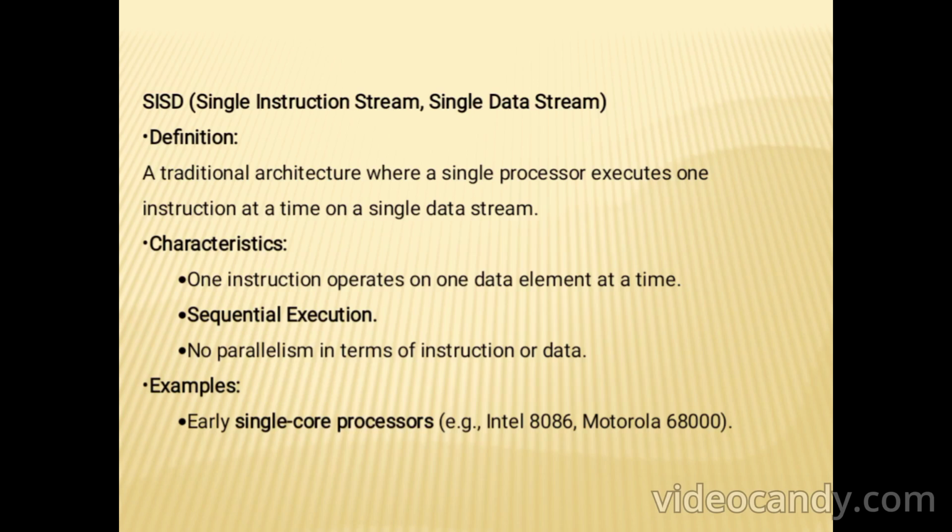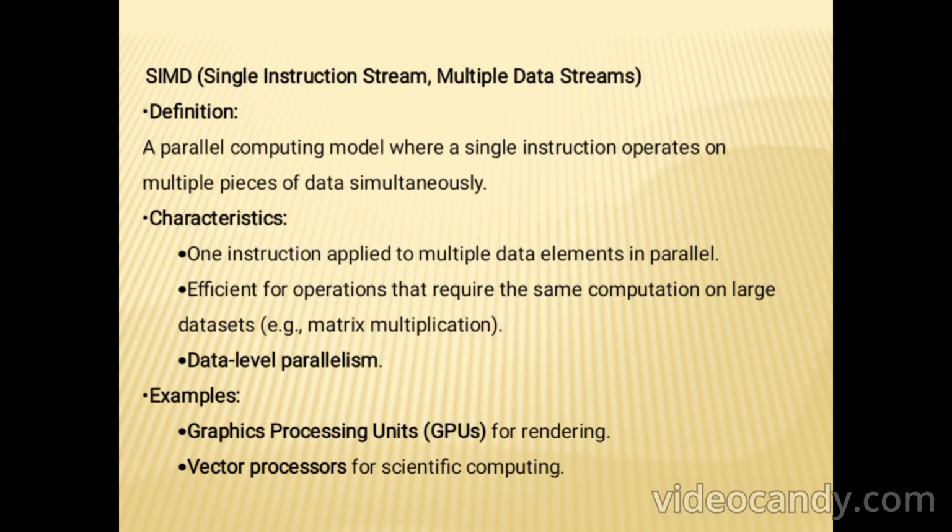Here we don't have any parallelism, which means no parallelism in terms of instruction or data. An example is early single core processors. So it is the traditional architecture where a single processor executes one instruction at a time on a single data stream. So let's move on to the next category, which is SIMD, single instruction stream, multiple data streams.